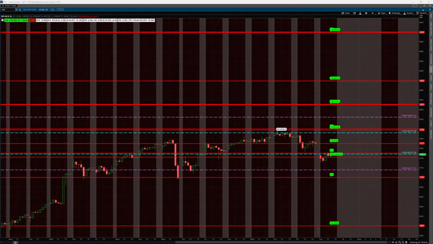I'm going to point out the key daily levels. Excuse me, kind of losing my voice here. All right, so the key daily levels. First of all, the put wall, that's at 4,600. That's a strike with the largest net negative gamma that can be expected to act as support.